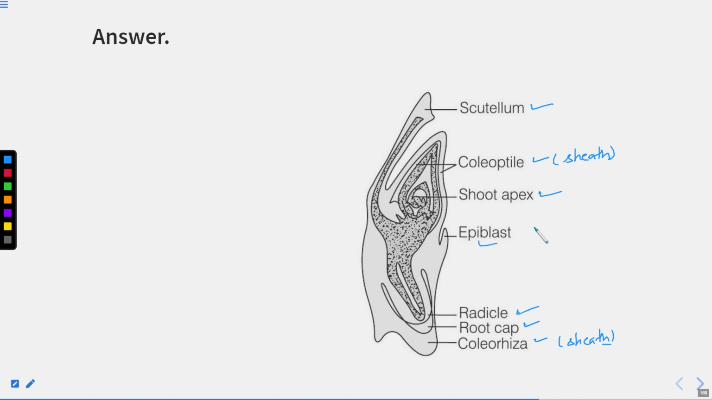Now, what is this epiblast? The epiblast is known as the rudimentary cotyledon. Monocots consist of only one cotyledon, and the other, which is known as the epiblast, is a rudimentary cotyledon.